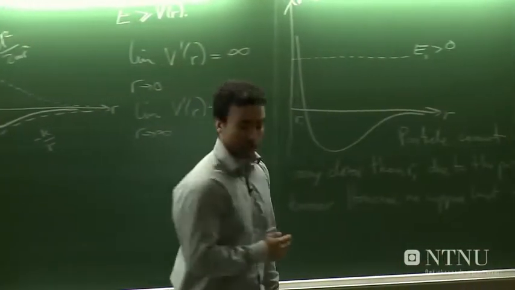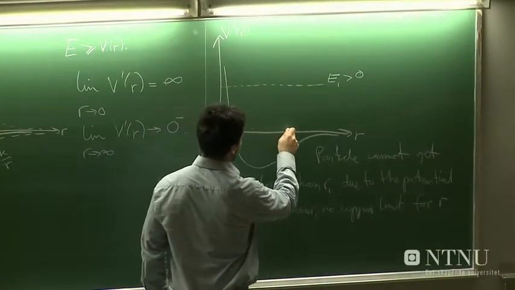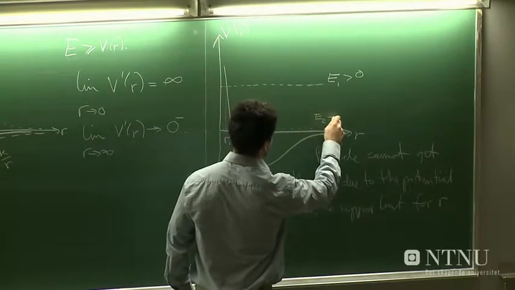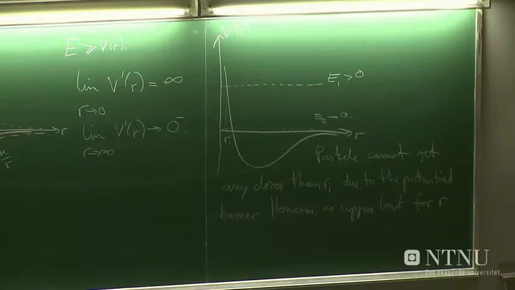Now, let's consider a scenario where the energy of the particle is now E2. And let's consider the case where E2 goes to 0. So the particle actually has 0 energy. How would you expect this qualitative sketch of the trajectory to change? Any ideas?